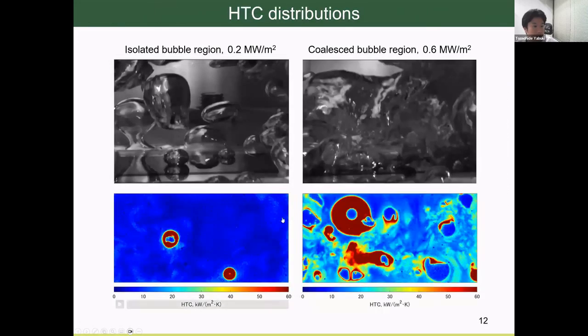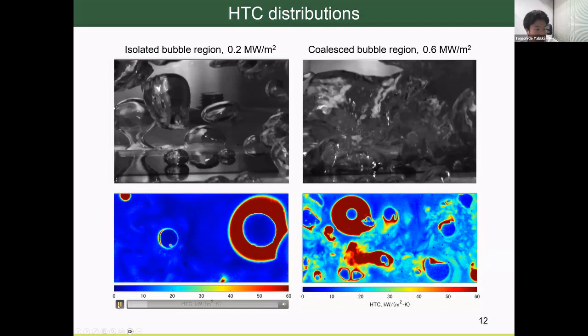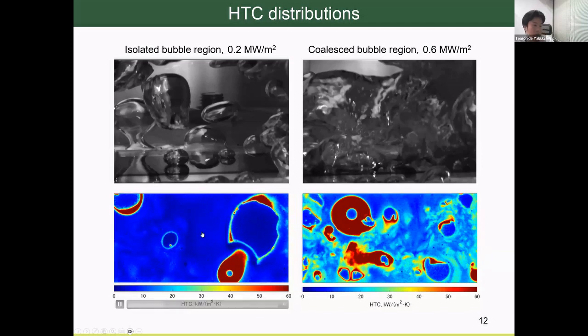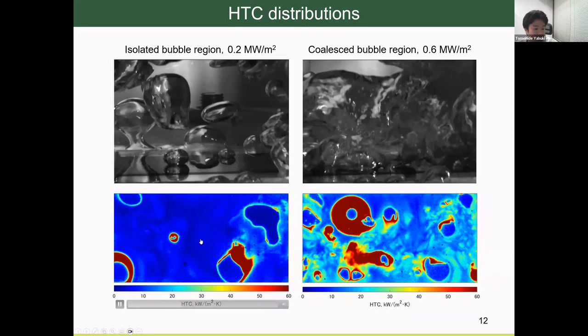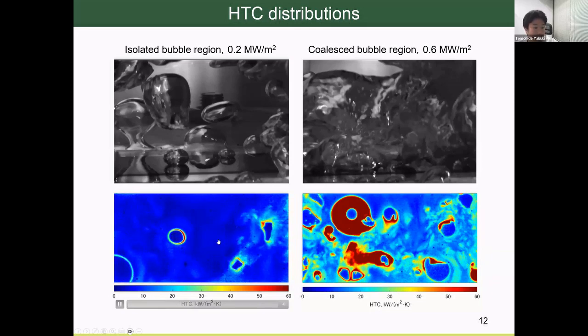This shows heat transfer coefficient distributions for isolated bubble region and coalesced bubble region. And this red high heat transfer coefficient region corresponds to the microlayer region, and this low HTC region corresponds to the dry patch. And between bubbles, we have convection region. And for isolated bubble region, the convection area shows a very low heat transfer coefficient.